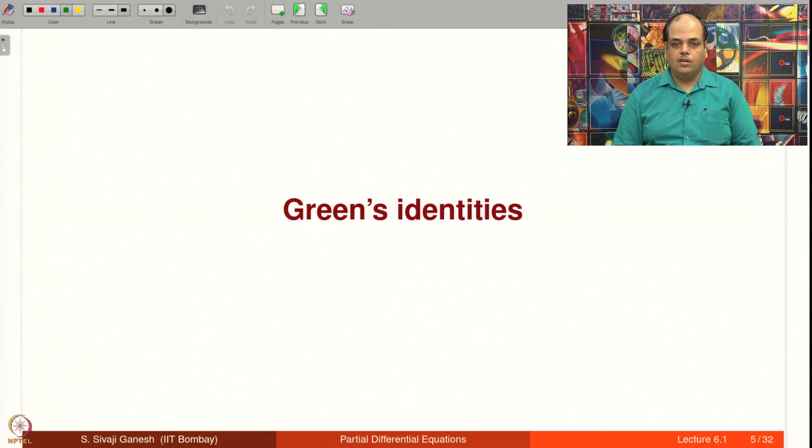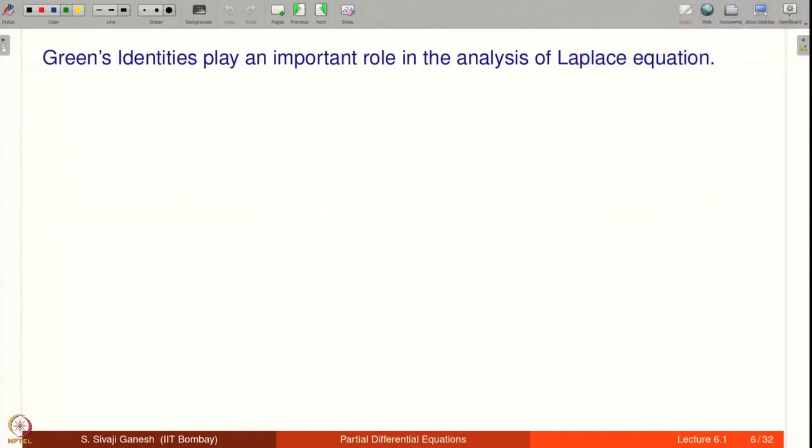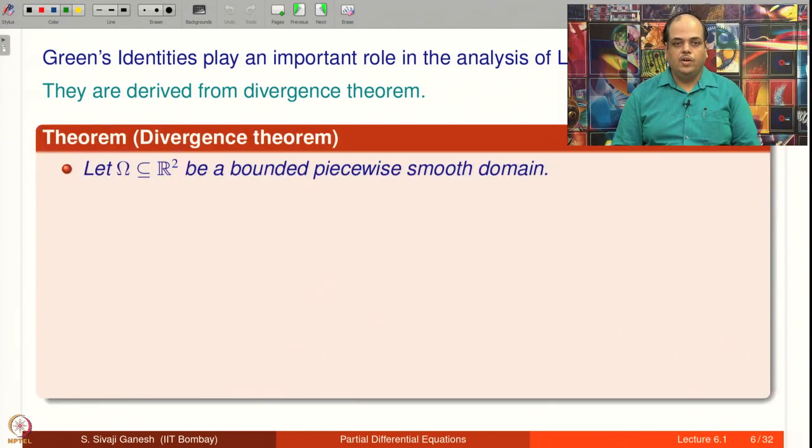So, let us discuss what are the Green identities and how to derive them. Green's identities play an important role in the analysis of Laplace equation. They are derived from divergence theorem. So, what is divergence theorem? It is stated for a domain omega, which is bounded and piecewise smooth domain, we are going to use it in this form. Let psi be a function, which is R2 valued function. That means, psi has two component functions, psi 1 and psi 2. It is defined on this domain omega.